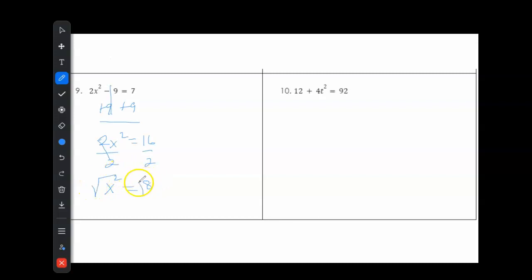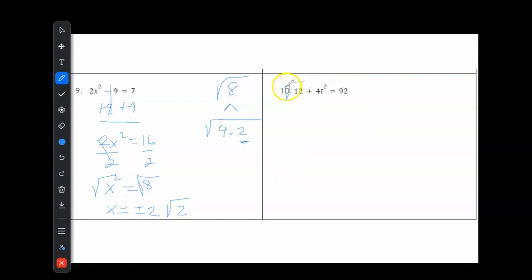Square root of both sides. x equals, well, we don't know quite what the answer is yet because we don't know the square root of 8. So we have to take it apart. So the square root of 8 turns into 4 times 2. Square root of 4 is 2. So plus or minus 2. And then this 2 is stuck. So plus or minus 2 square root of 2.